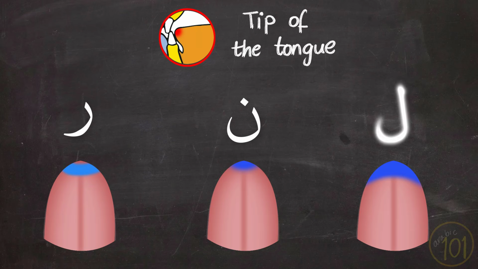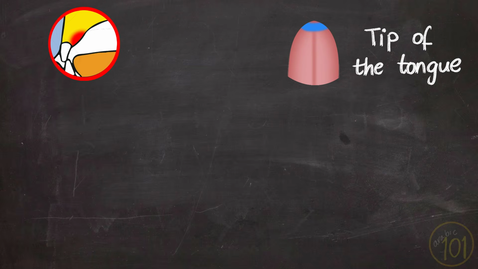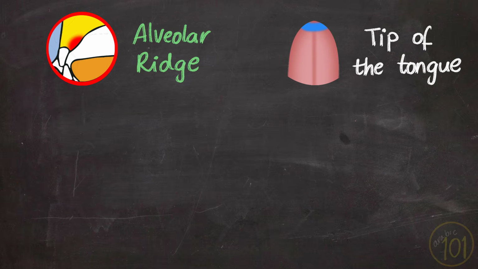The comparison with Lam and Noon, which are produced perfectly by most people, should give you an indication and a reference as to how much of the tip of the tongue should be making contact. So by feeling how much you use for Lam and how much you use for Noon, finding somewhere in between, this is exactly what you need for Ra. Now, for the alveolar ridge. Where exactly in the alveolar ridge should this part of the tip of the tongue be touching?